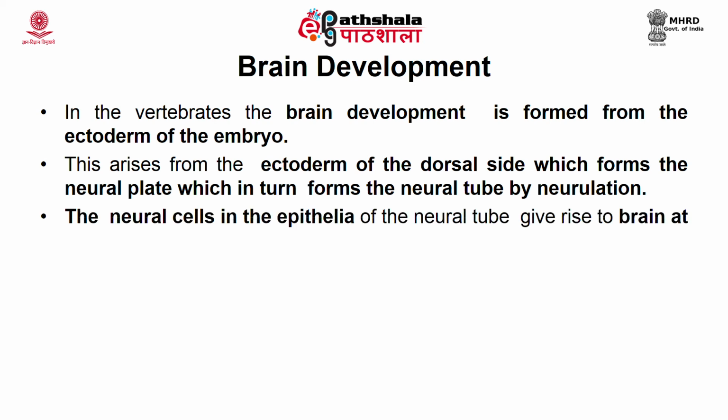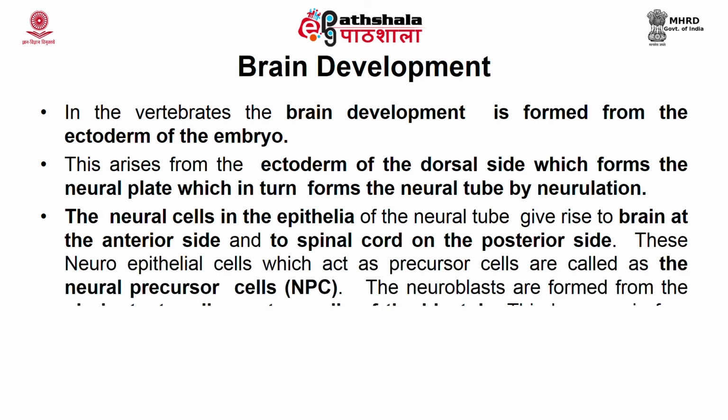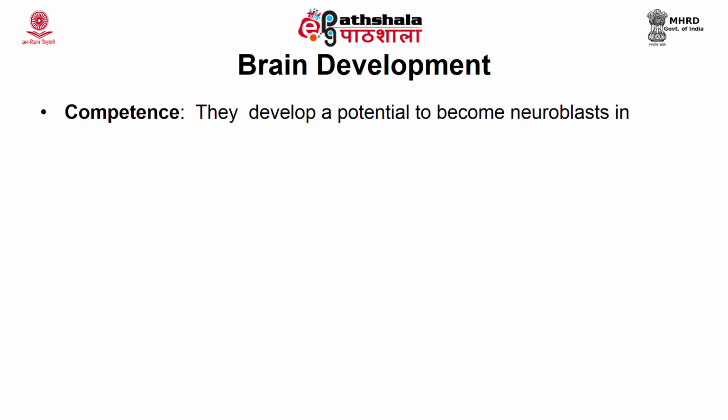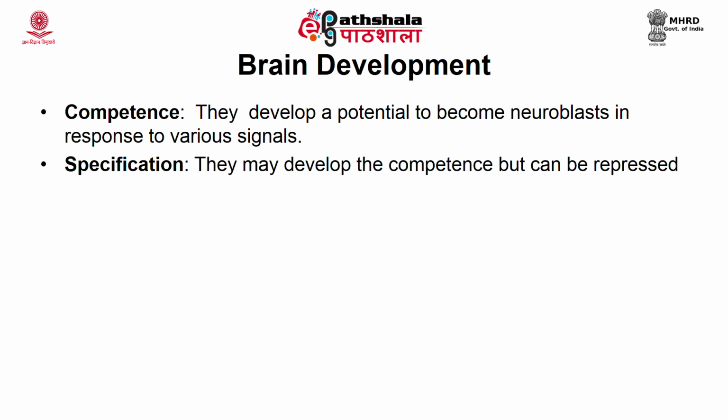Now, these stem cells are the pluripotent cells which arise from the normal cells by 4 stages. First, they develop competence, then they become specified, thereafter they are committed, and then it is followed by differentiation. Competence means to develop the potential to form the stem cells. Specification means that they have developed the competence.